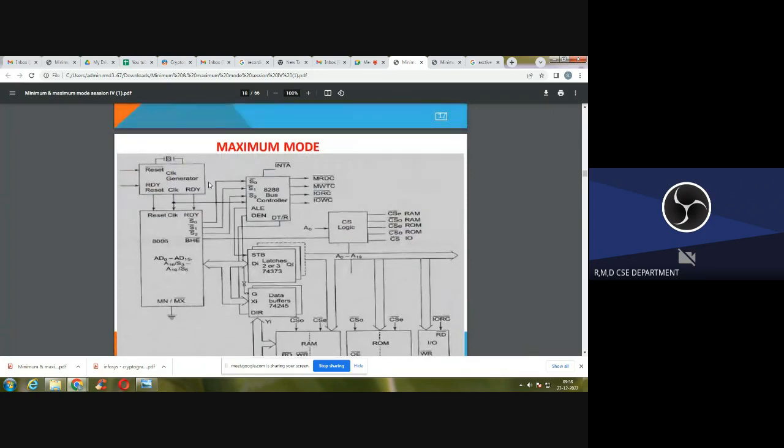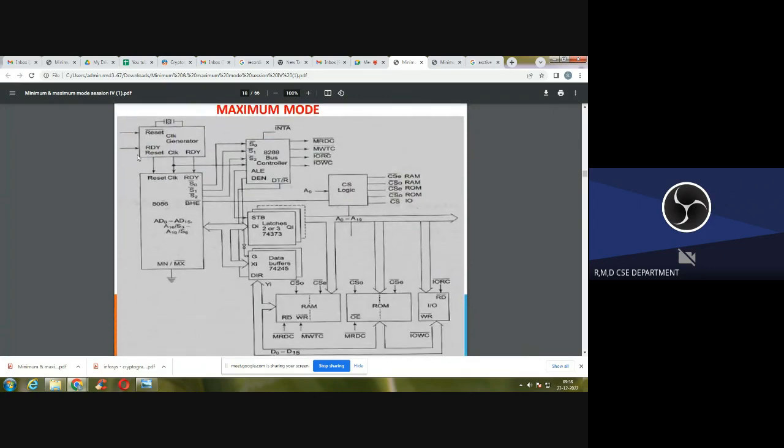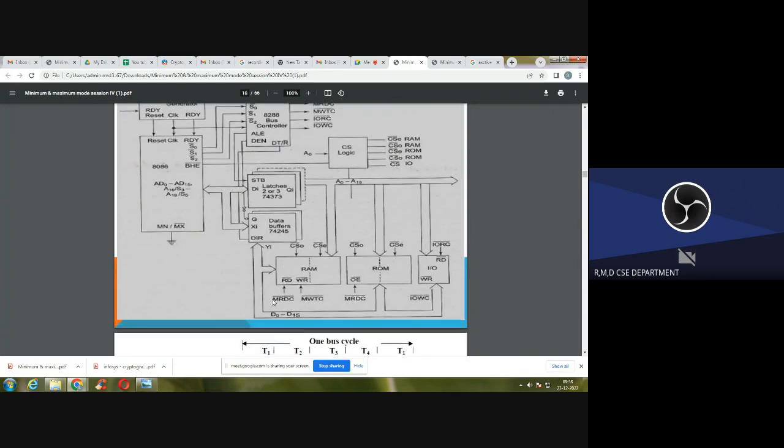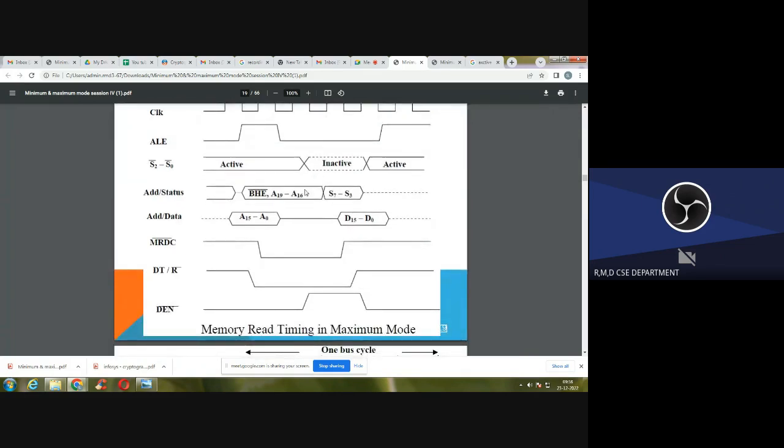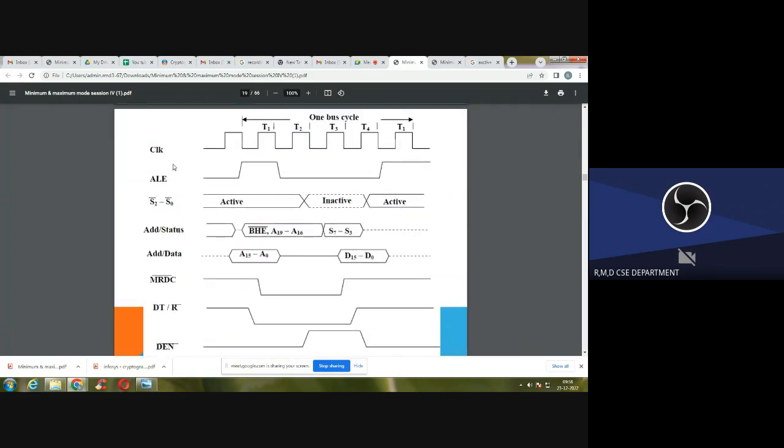Next, this one shows the maximum mode block diagram. Again, here you have the same concepts as we discussed earlier in the minimum mode operation. We have the latches and the control logic, the buffers, the memory read cycle or memory write cycle, and the control logic is also available. These are the memory read timing and the maximum mode clock cycles, during the T1, T2, T3, T4 clock cycles, with address latch enable, and S2, S1.